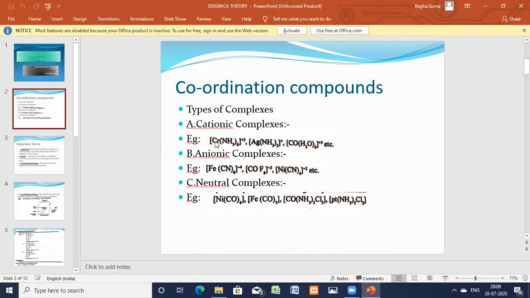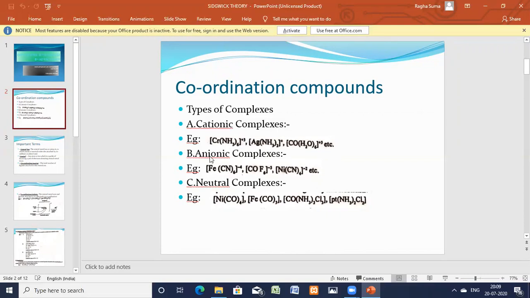You can see the example here, hexaamminechromium complex. Here, outside the square brackets, you can see the plus charge. In a similar way, diamminesilver complex, you can see the positive charge. Similarly, in this hexaaquacobalt complex, you can see the plus 3 charge. So all the complexes which carry the positive charge are called the cationic complexes.